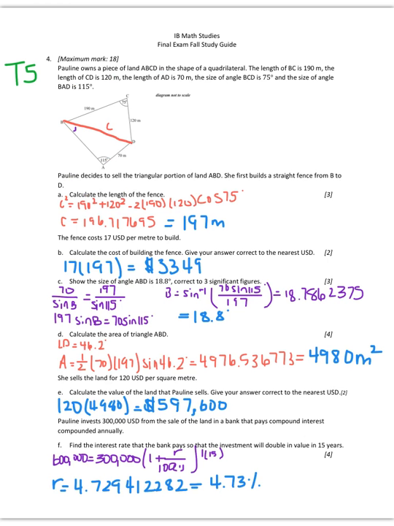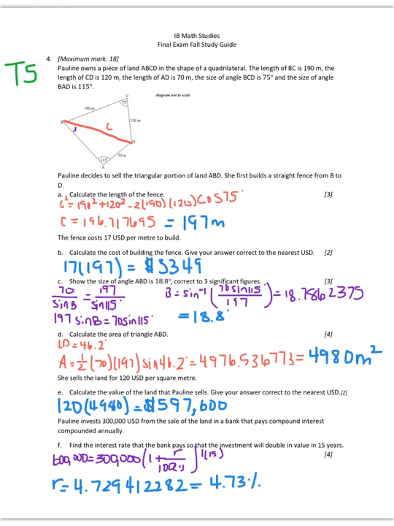Well, we have a side angle side triangle over here, so that is law of cosine. So I'm going to use the law of cosines to find this side C. So C squared equals 190 squared plus 120 squared minus 2 times 190 times 120, cosine of 75 degrees. Make sure your calculator is in degree mode. So plug this in your calculator and then take the square root, and you end up, rounded to 3 significant figures, 197 meters. Part B tells us that the cost of the fence is $17 per meter.